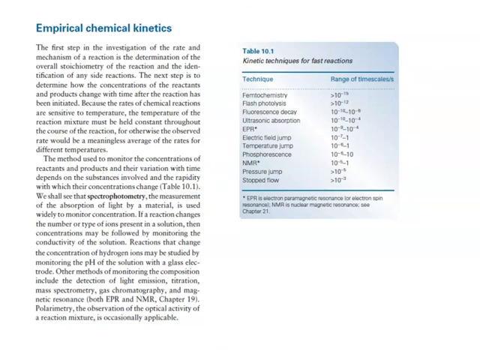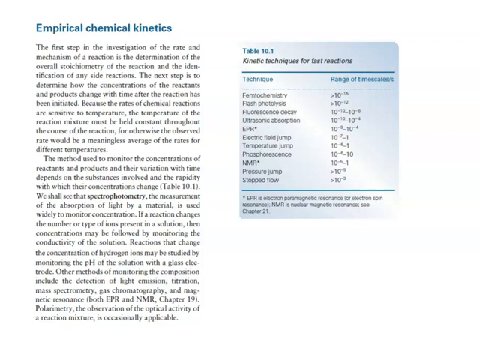So, starting out with empirical chemical kinetics. The first step in the investigation of the rate and mechanisms of a reaction is the determination of the overall stoichiometry of the reaction and the identification of any side reactions. The next step is to determine how the concentrations of the reactants and products change with time after the reaction has been initiated. Because the rates of chemical reactions are sensitive to temperature, the temperature of the reaction mixture must be held constant throughout the course of the reaction, for otherwise the observed rate would be a meaningless average of the rates for different temperatures.